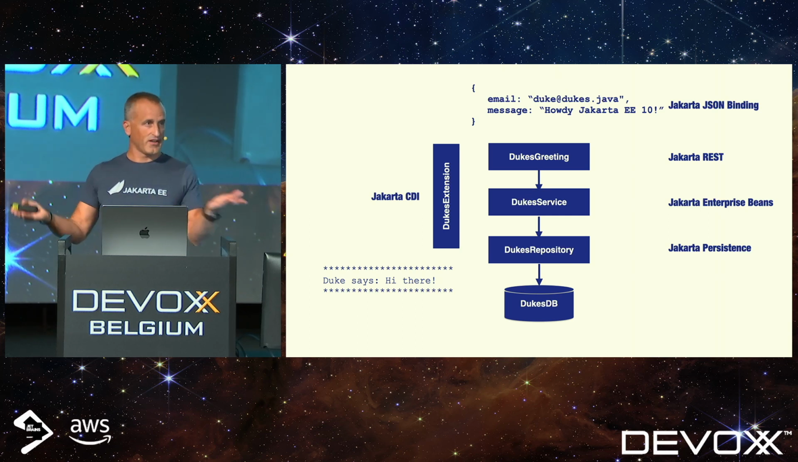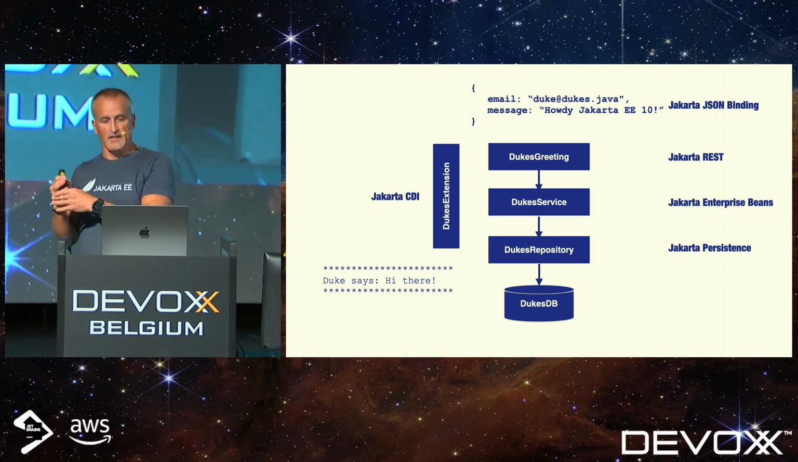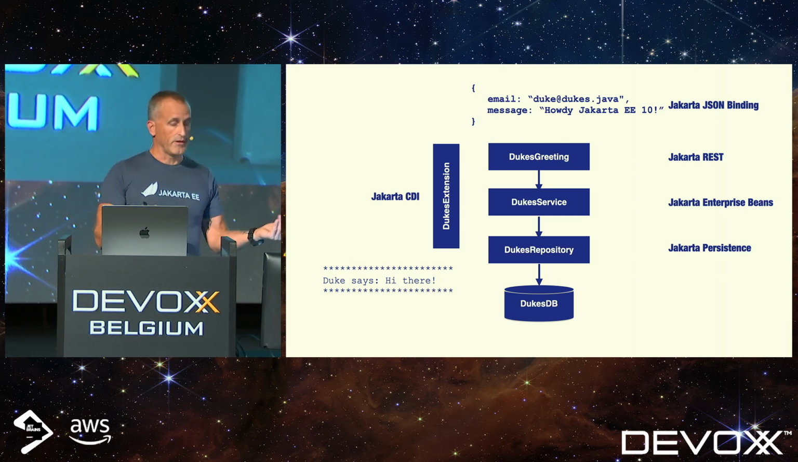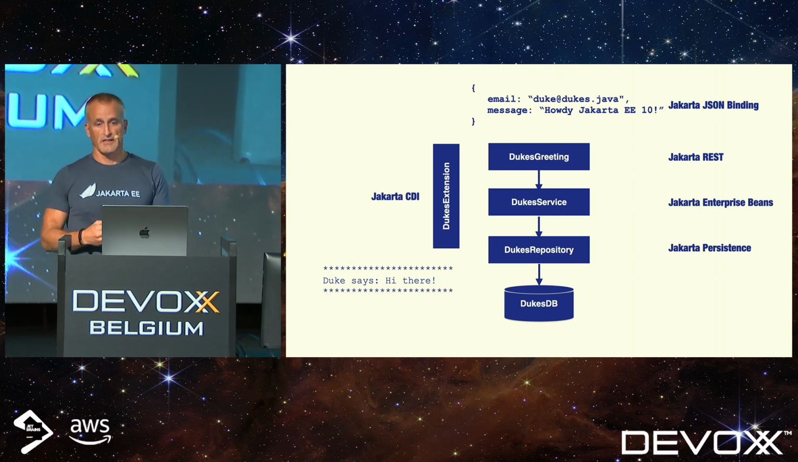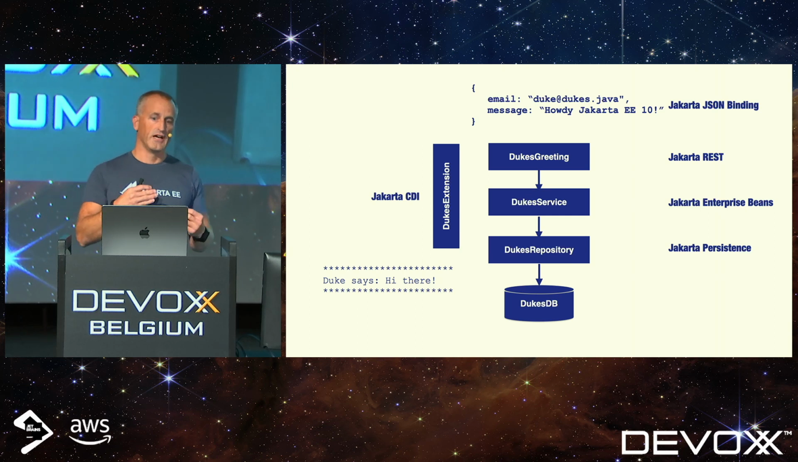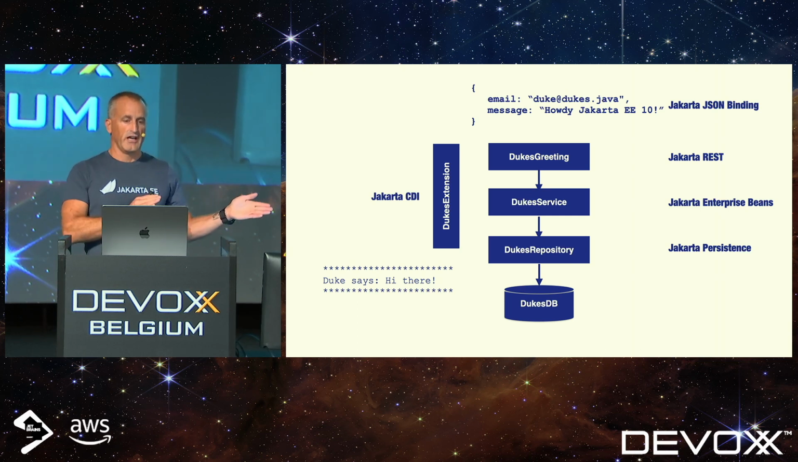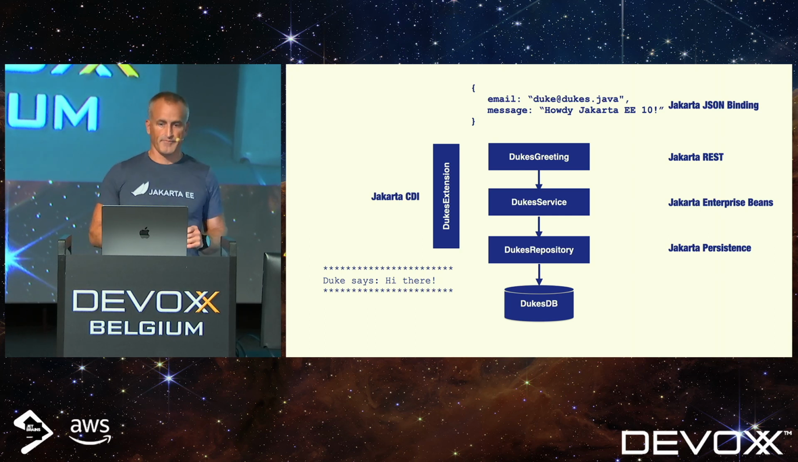And that's what I've done here. I have a database where the message is. I'm using Jakarta Persistence to retrieve the message. Then I have some business logic around my message in Jakarta Enterprise Beans. And I use Jakarta REST and Jakarta JSON Binding to produce a JSON output through a REST endpoint. I also threw in a CDI extension just to show that you have to think about some stuff there as well.